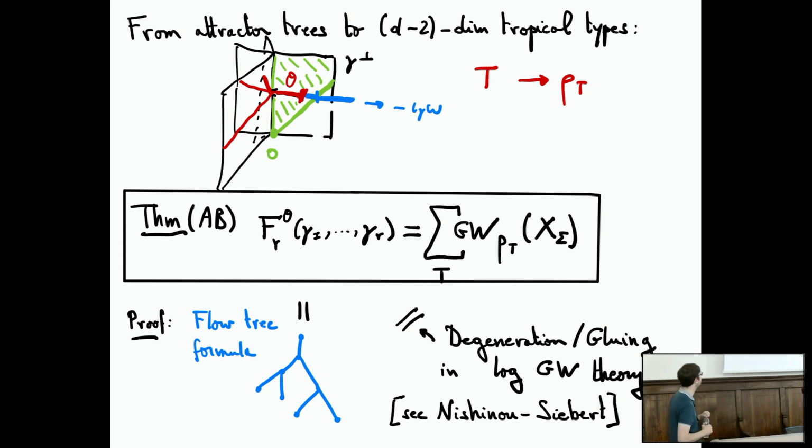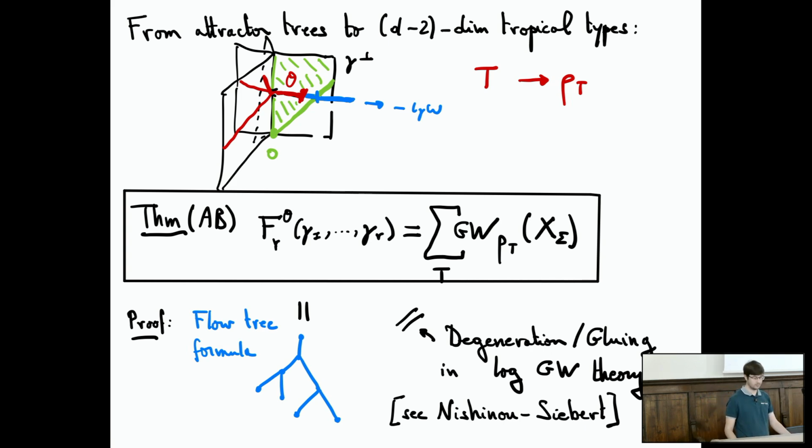And so the first main statement for today is this theorem telling you that this coefficient f_r theta gamma_1 to gamma_r, which has this universal coefficient coming from the wall crossing formula, which reconstructs general DT from attractor DT invariance, has this geometric description as a sum over these attractor trees of these log Gromov-Witten counts of these zero-dimensional log curves with tropicalization given by these families of tropical curves.